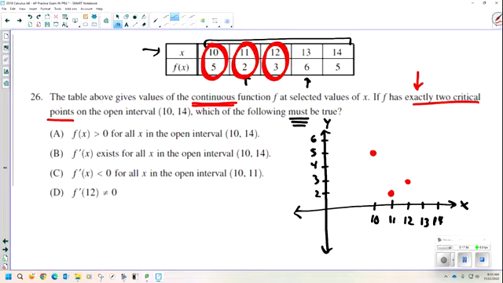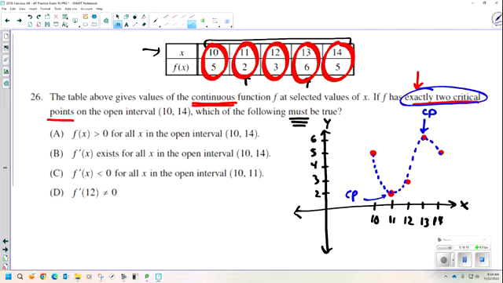12 is 3. That's up 1 here. 13 is 6. It's way up here. And 14 is 5. That comes back down. Okay, so I know at some point it's coming down, coming back up. It's something like this. Here's one critical point. Here's another critical point. There are my exactly 2 critical points.